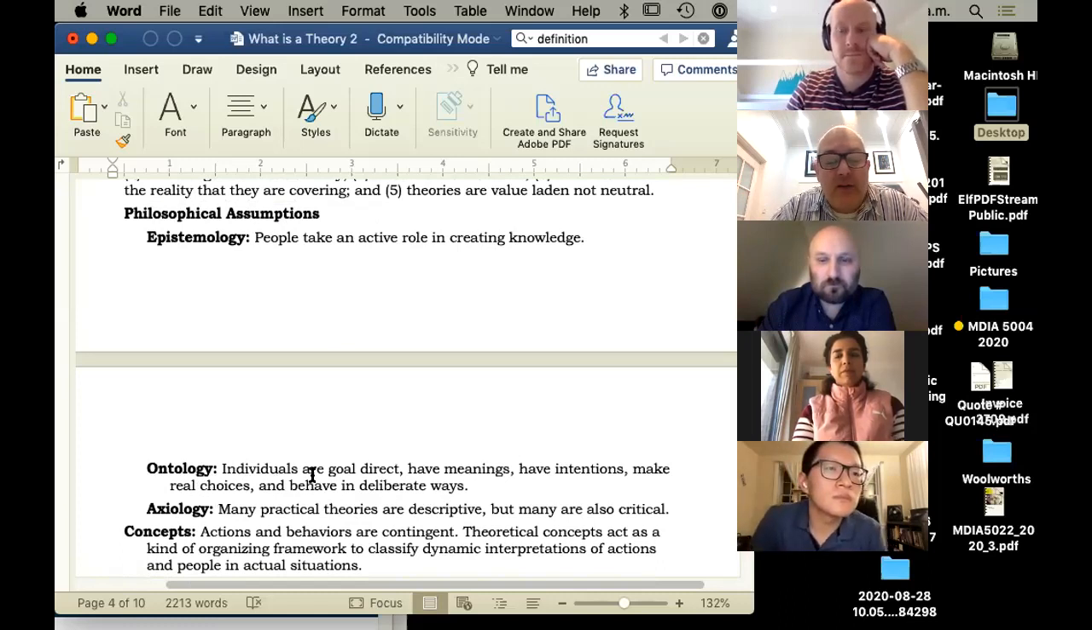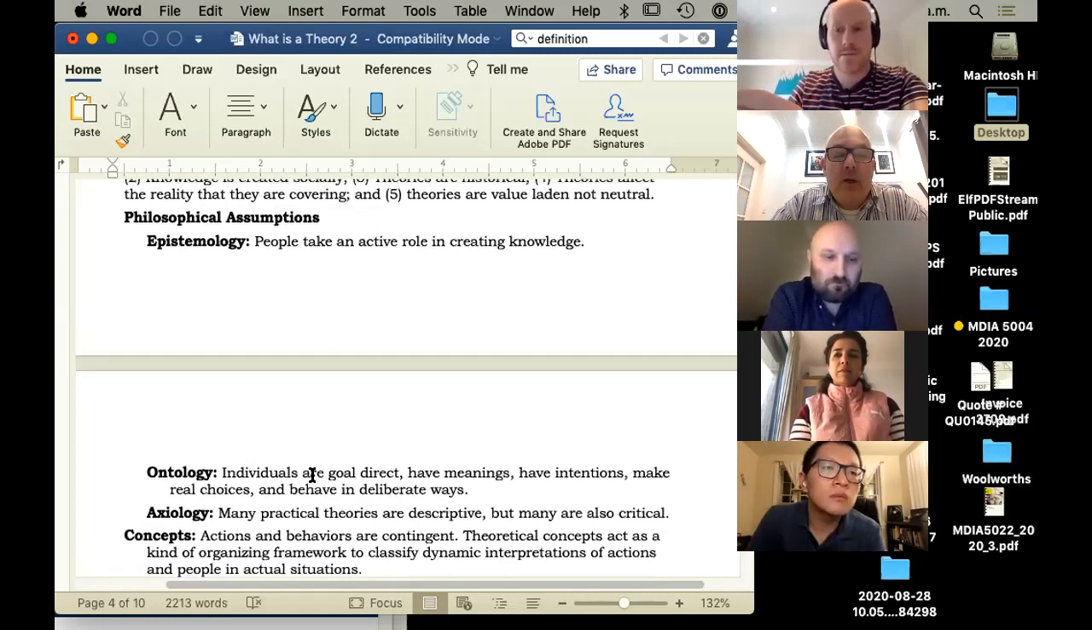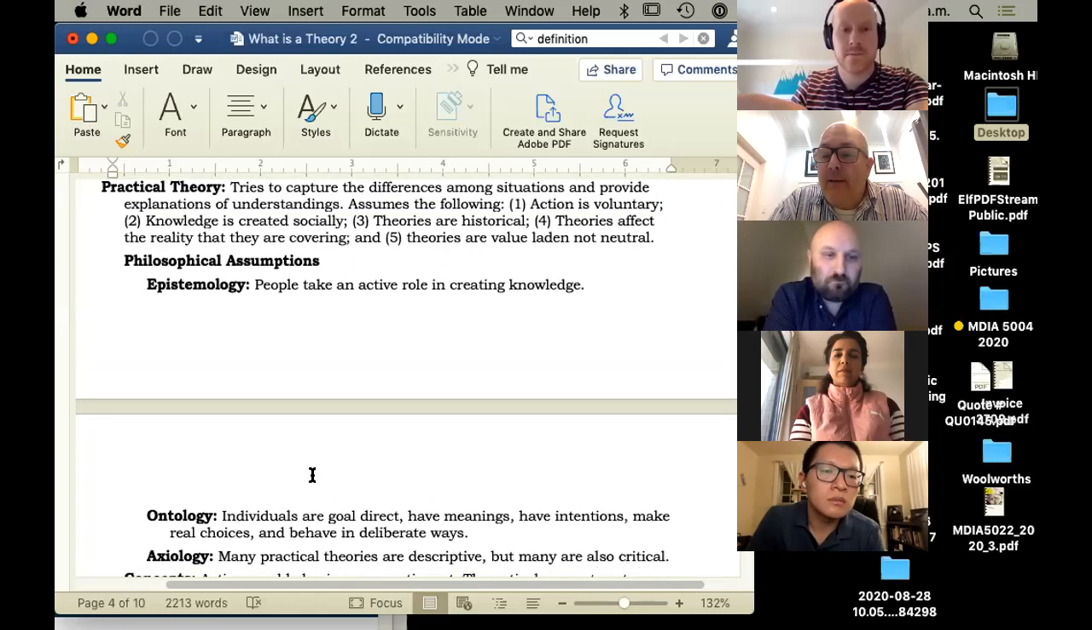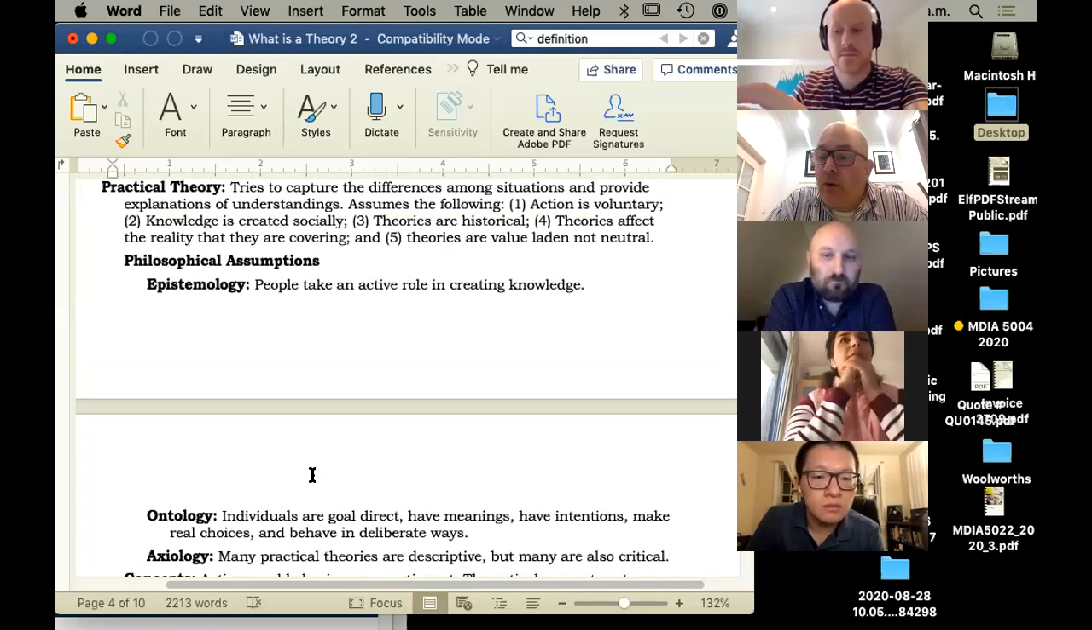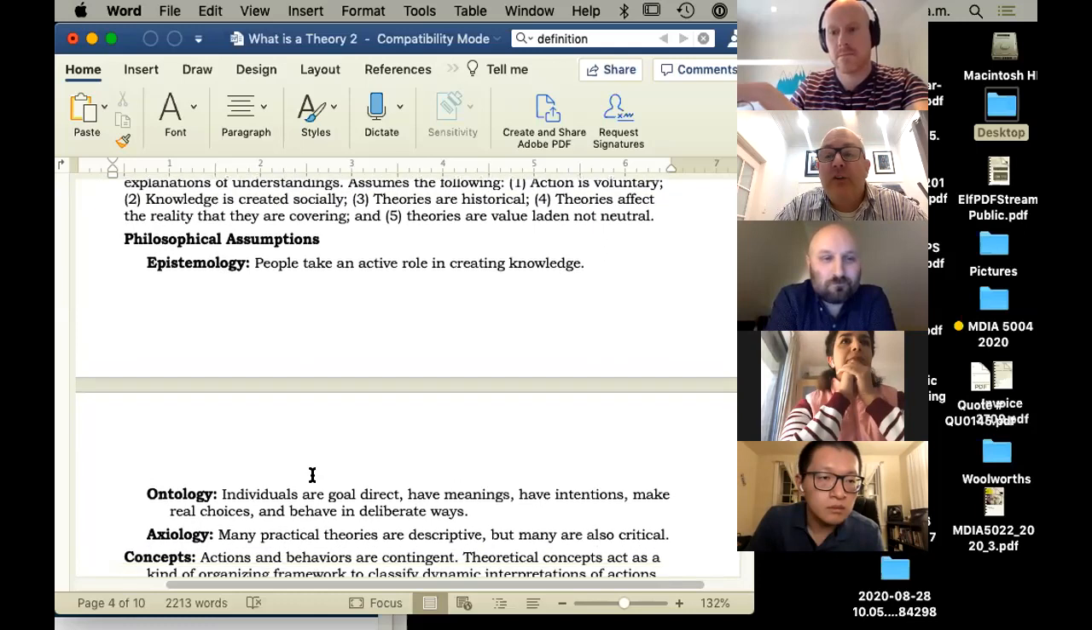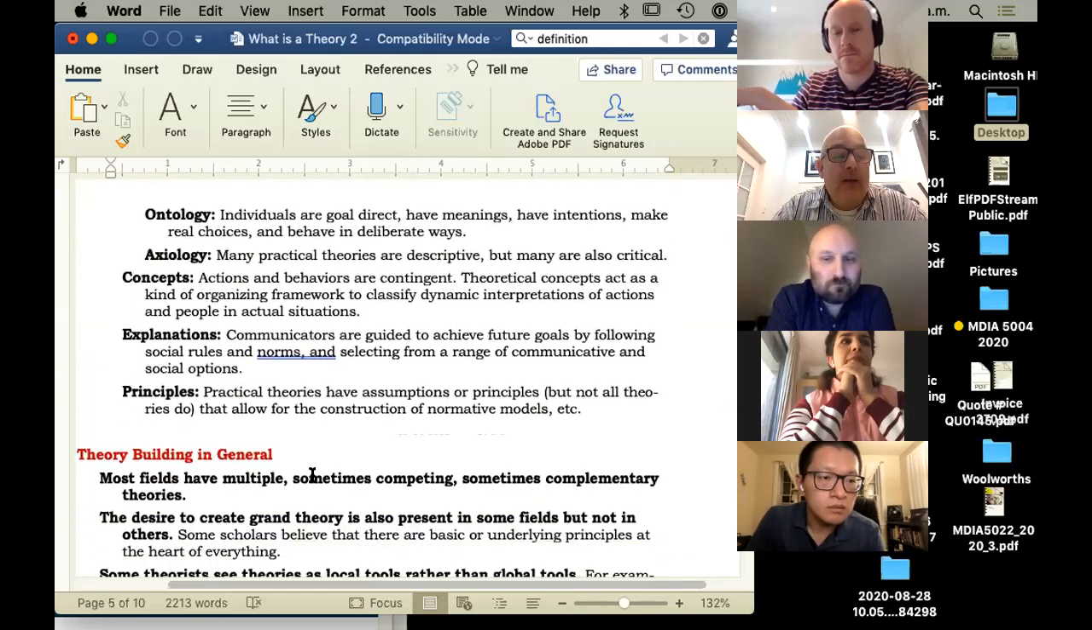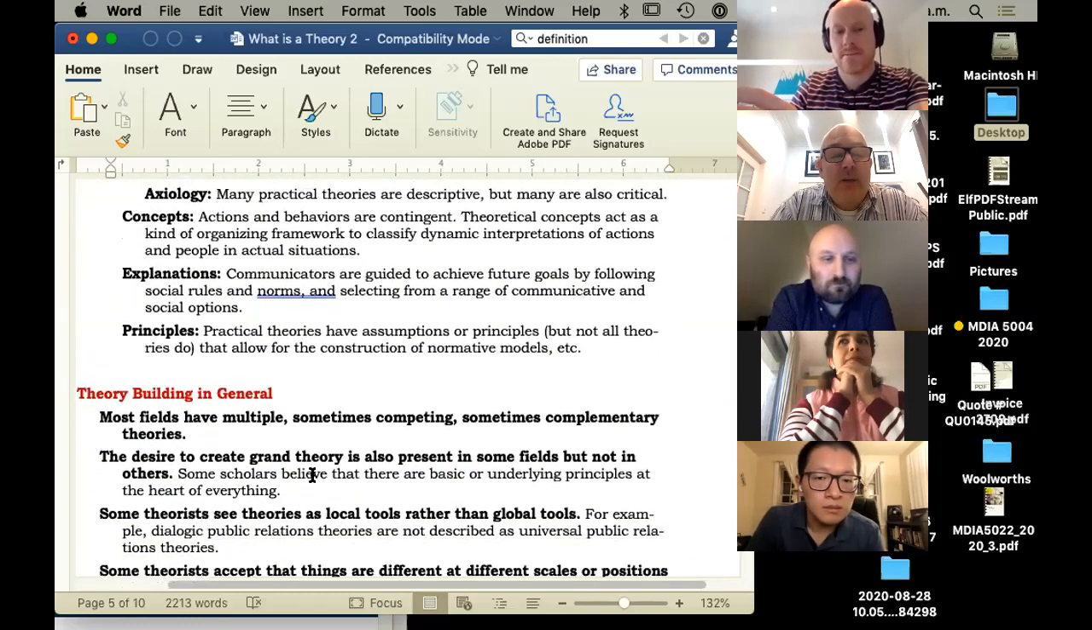And then axiologically, many practical theories are descriptive, but many are also critical. Axiologically, in terms of the good and bad, right and wrongness of what we do, there are approaches that say things are good and we should do them, and there are approaches that say these things are bad and we shouldn't do them. And that's part of the theory, this judgment about behavior and this judgment about what people should do.